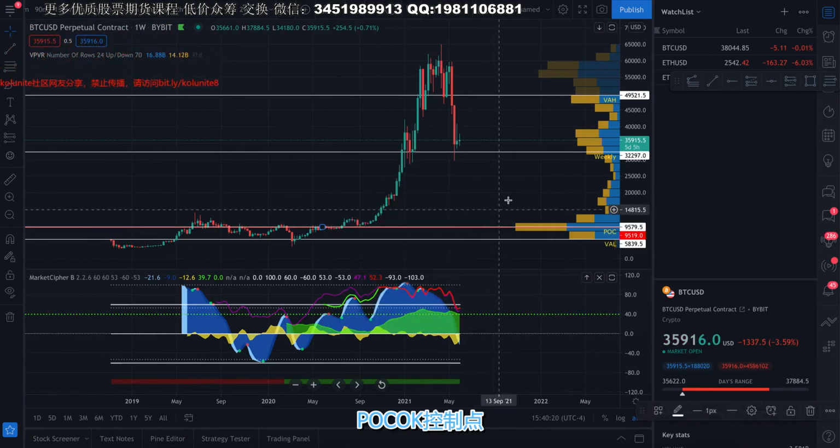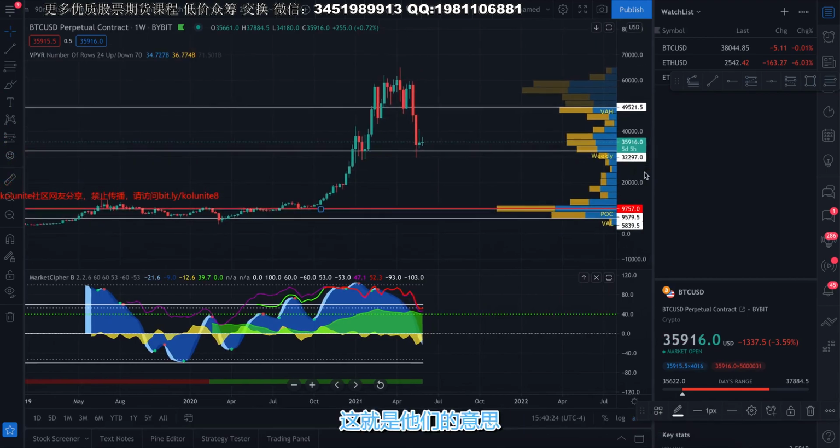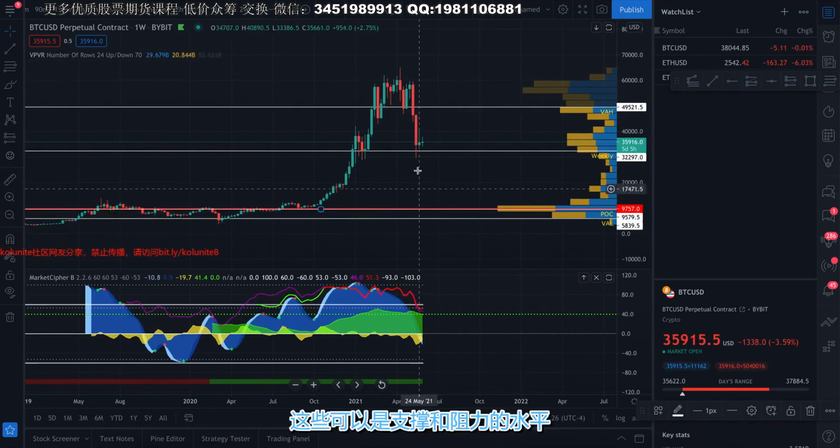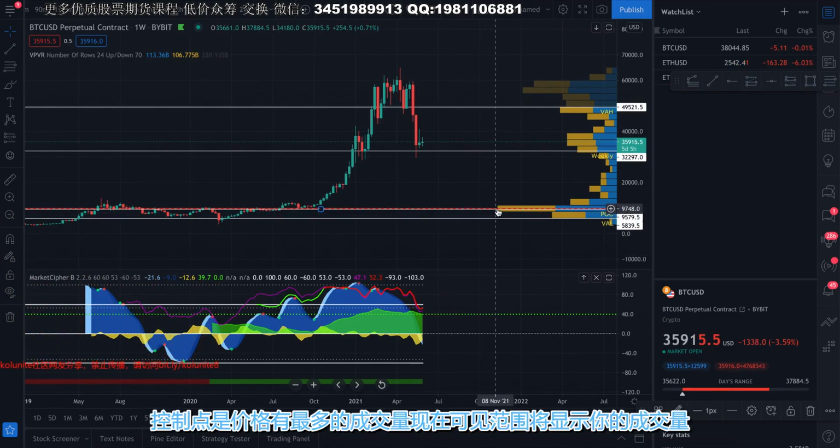Okay, point of control. I'm sure many of you have heard these terms before if you've been around on the internet. This is what they mean. And these can be levels of support and resistance. The point of control is the price that had the most volume.